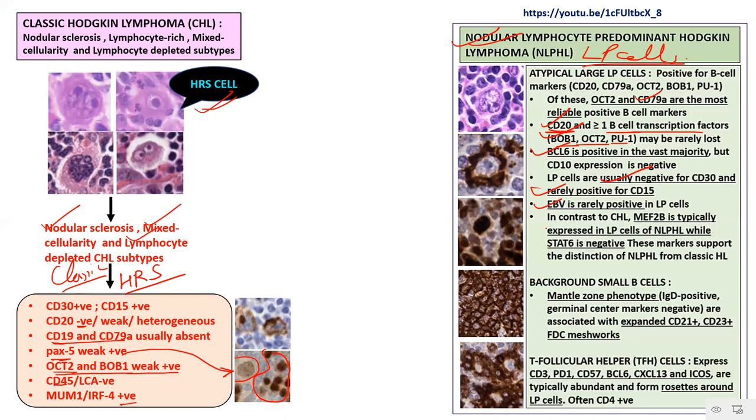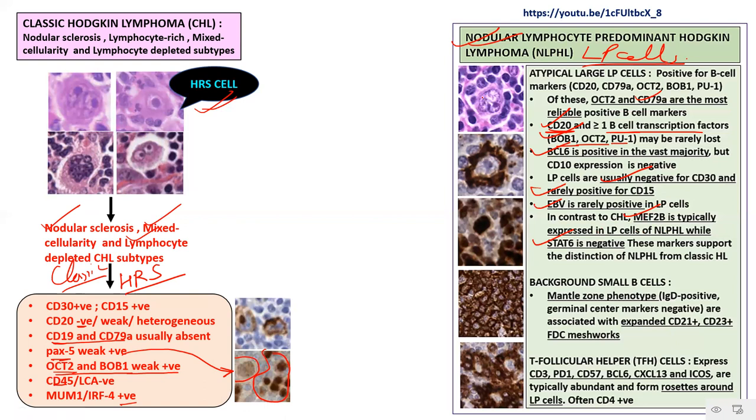And these are some new markers which have now come into the fray to differentiate the NLPHL from the classic Hodgkin lymphoma-associated HRS cells. So STAT6 is a marker which is present in the Hodgkin-Reed-Sternberg cells. Now, this is the same STAT6 that we talk about in the setting of the solitary fibrous tumor. And the MEF2B, now that's probably not a marker that's in widespread use, but still MEF2B is a marker which is expressed in the LP cells and not in the Hodgkin-Reed-Sternberg cells.